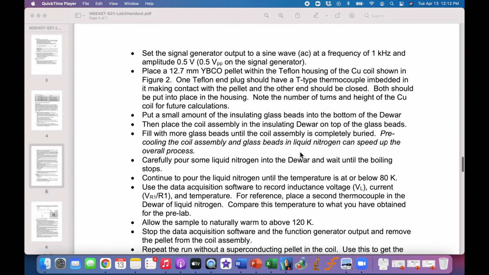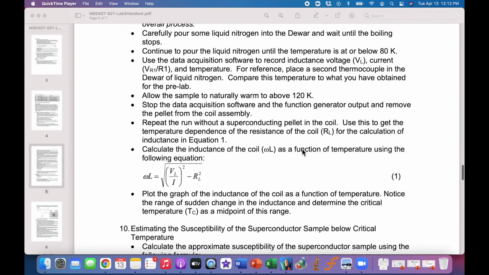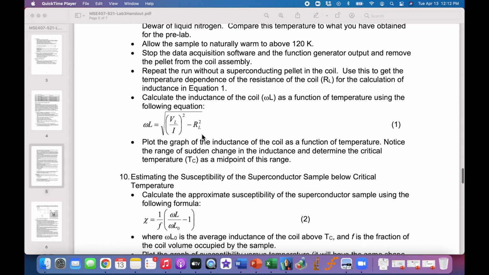I want to draw your attention to the appropriate calculations here that we may need to use. In that same section, you can see the inductance is described here. Just to go through this, the inductance is the voltage VL, that's the voltage of the inductor L, divided by omega times the current I, and then there's the resistance, which is the resistance of the coil. This is the DC resistance of the inductor or the coil. So we'll talk about this.